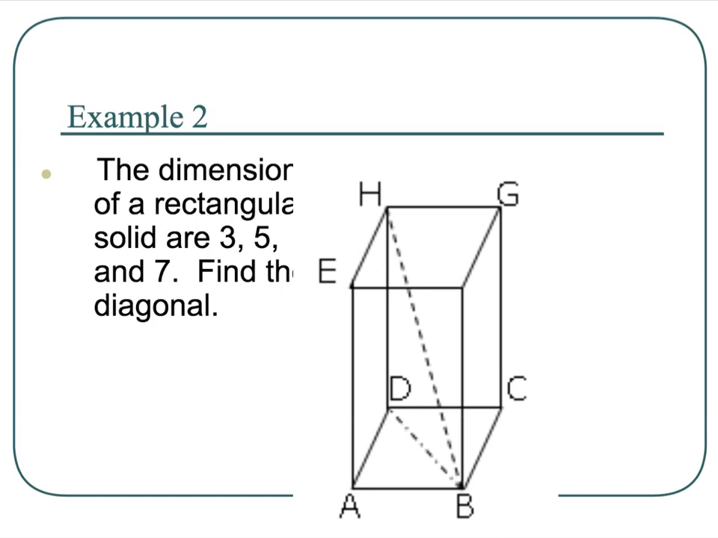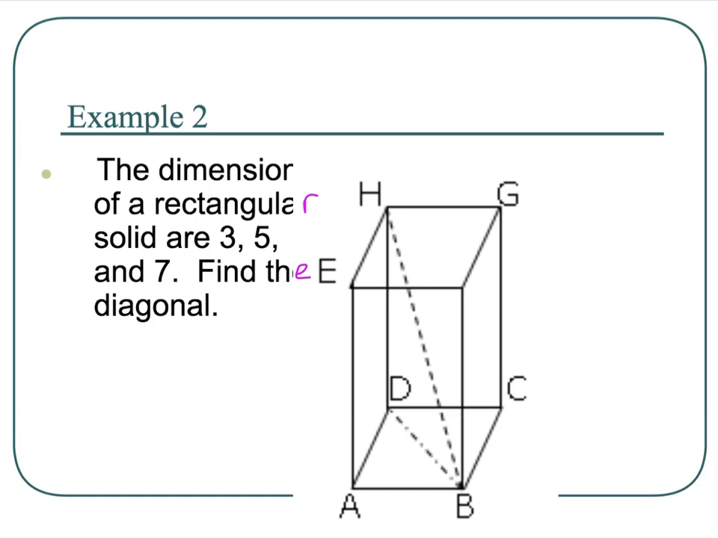The dimensions of a rectangular solid are 3, 5, and 7. Find the diagonal. Sorry, something's got cut off, but I think we pieced it together pretty nice. Find the diagonal. Okay? Rectangular solid dimensions.